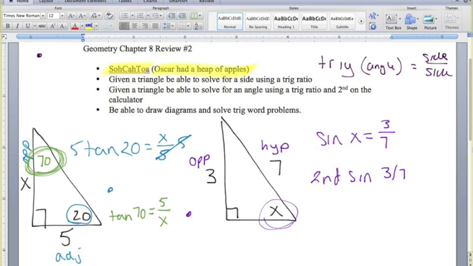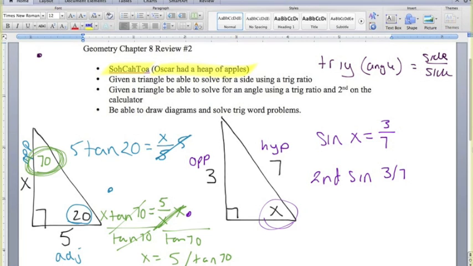So the first thing we do is multiply both sides by x. And then divide both sides by that tangent of 70. So then on the calculator, we would be doing 5 divided by tangent 70. If you've been working on a cell phone calculator, you're typing this in backwards. And again, on a regular calculator, it's easier. You just type it straight in. 5 divided by tangent 70, enter. And it'll pop out the answer for you. And it'll be exactly the same answer as if we had set it up the other way.